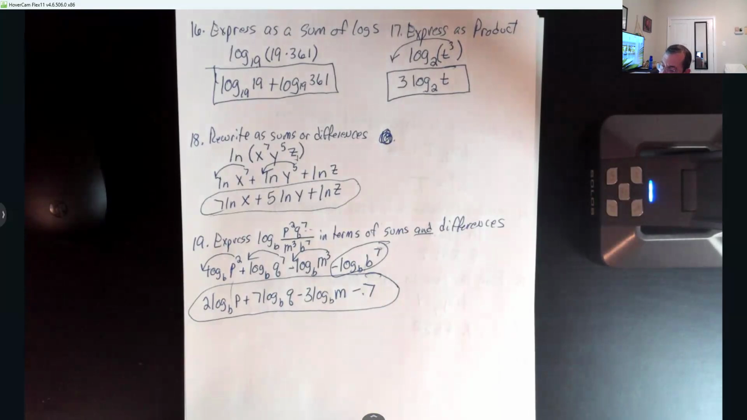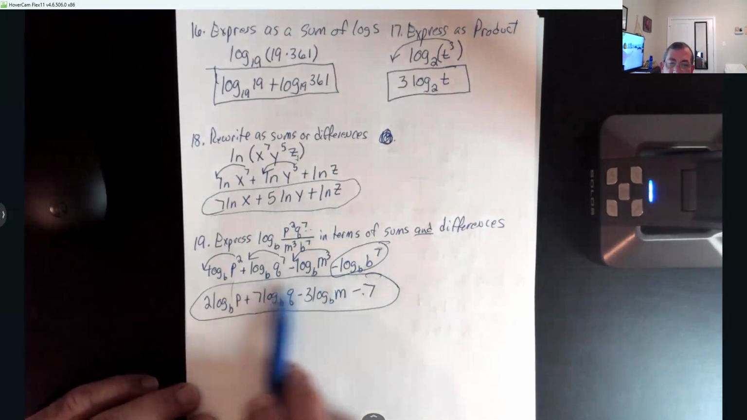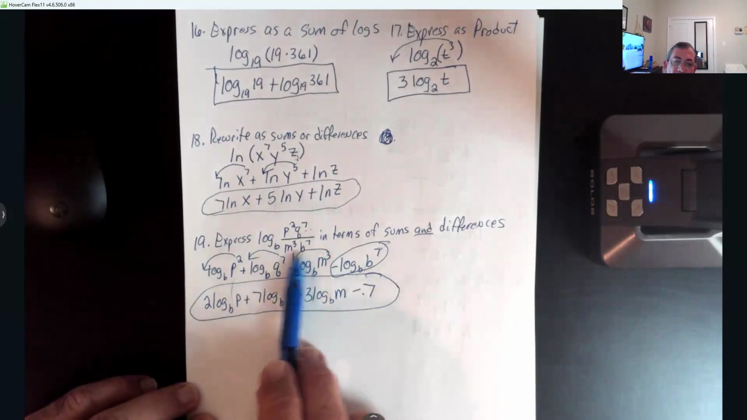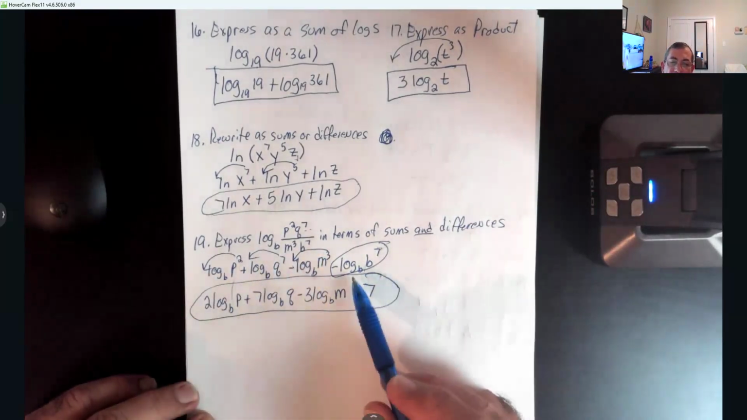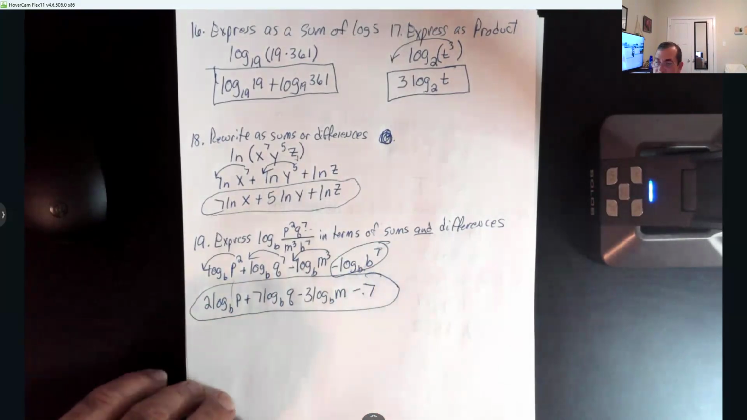And y'all, that's really the trick on this thing: keeping up with signs and then those exponents coming down and then these kind of properties, okay? So keeping up with them is really the trick on this test.